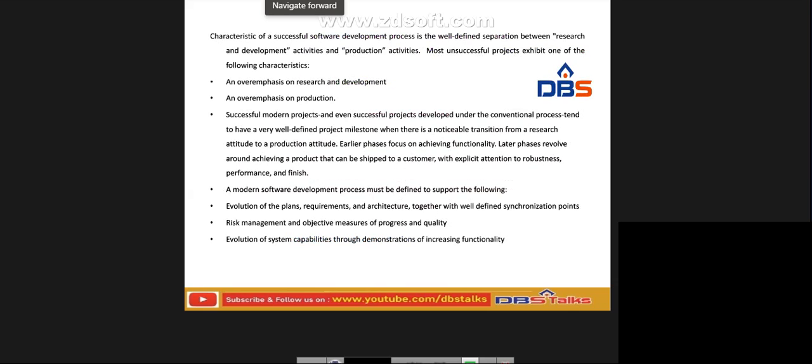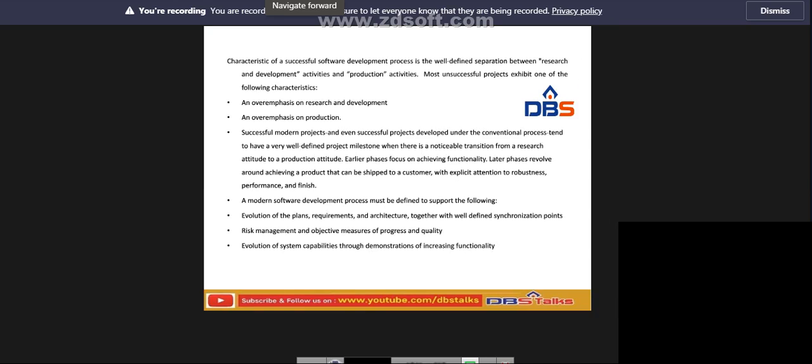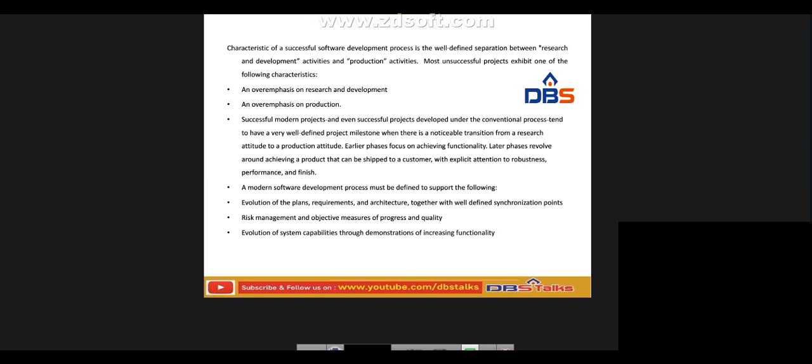The characteristics of a successful software development process is a well-defined separation between the research and development activities and the production activities. Most unsuccessful projects exhibit an overemphasis on research and development or on production, and successful modern projects, and even successful projects developed under the conventional process, tend to have very well-defined project milestones when there is a noticeable transition from a research attitude to a production attitude.